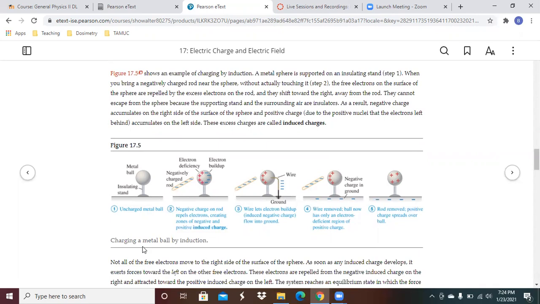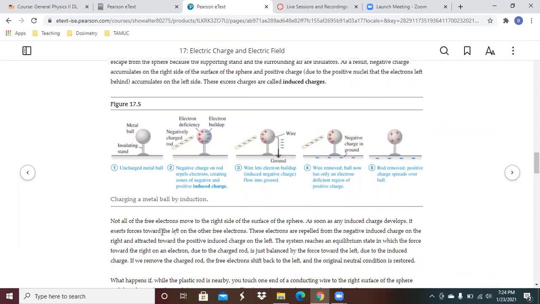So they're going to try to get as far away from that as possible, which is why they're gathering over on the right. They can't escape the sphere because there's no conduit for them to do that, because the supporting stand and the surrounding air are considered to be insulators. As a result, negative charge accumulates on the right side of the surface of the sphere, and positive charge accumulates on the left side. These excess charges are called induced charges. Now, it's the same amount of charge as what they had before.